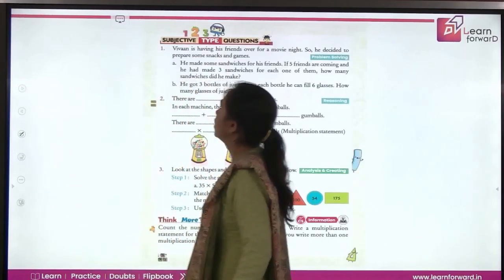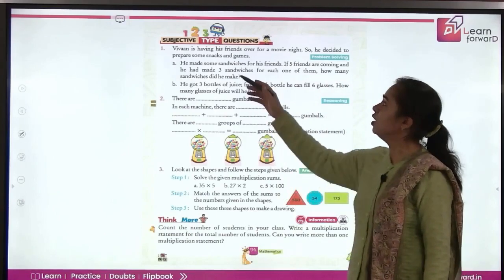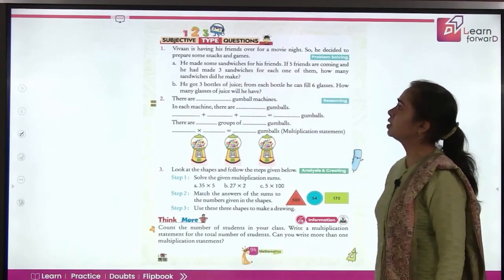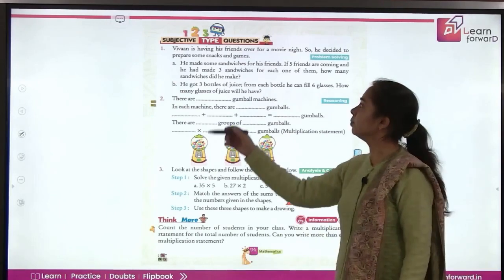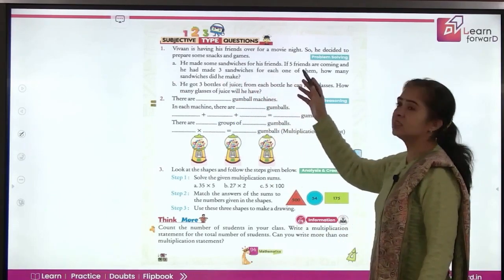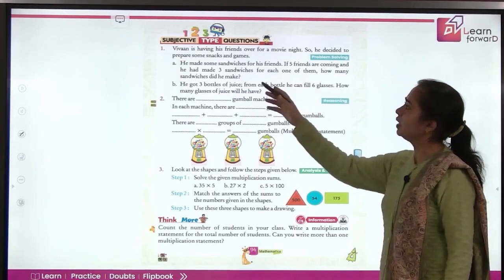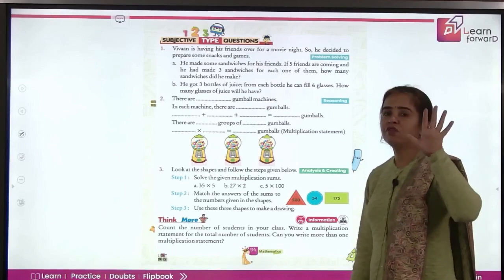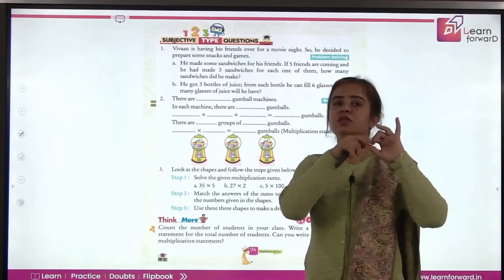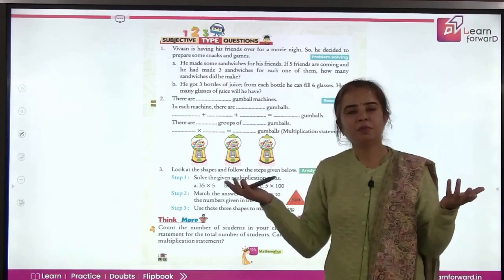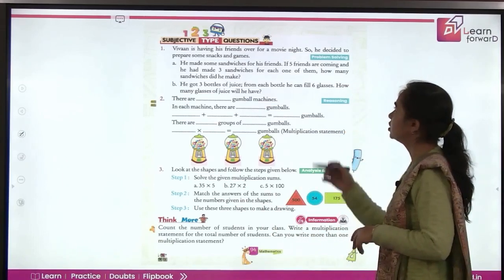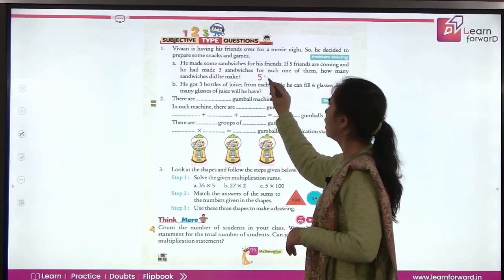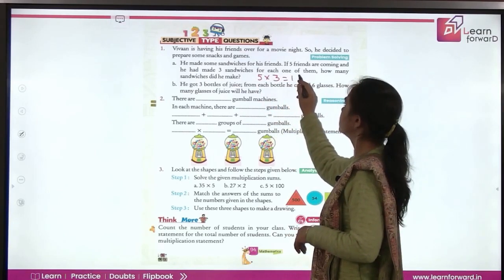And going ahead, we have subjective type questions for you. Vivan is having his friends over for a movie night. So, he decided to prepare some snacks and games for them. He made some sandwiches for his friends. If 5 friends are coming and he had made 3 sandwiches for each one of them. So, 5 friends, for each one 3 sandwiches, 3, 3, 3, 3. What are we doing? Repeated addition. So, this is multiplication. So, how many sandwiches did he make? Perfect answer, children. 5 times 3 is 15.